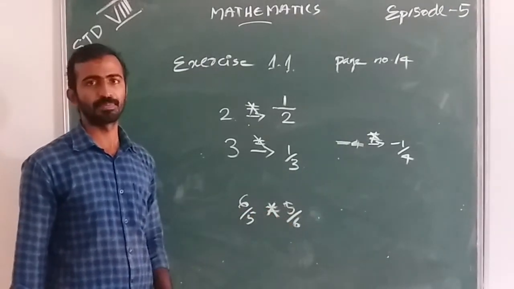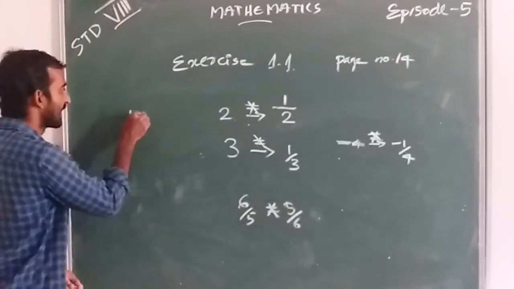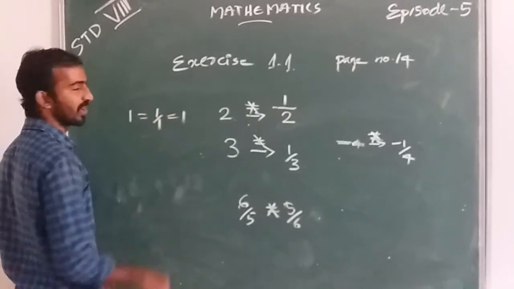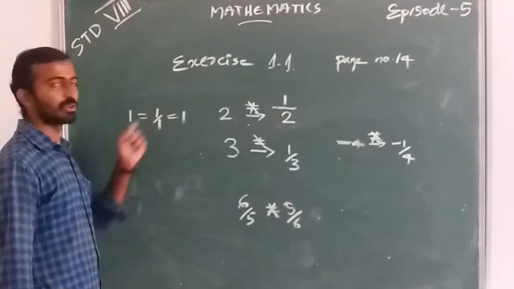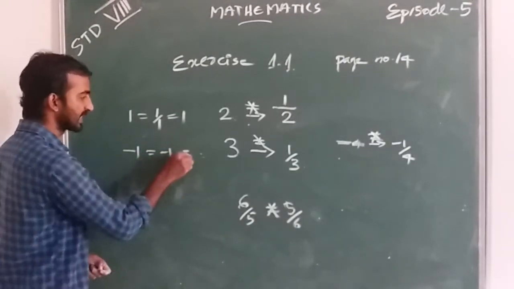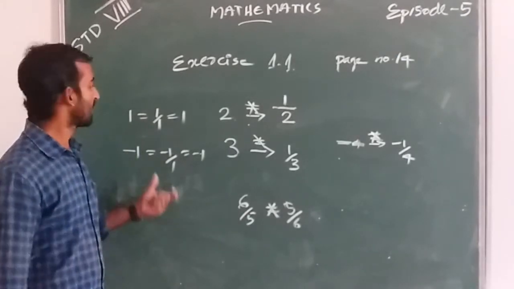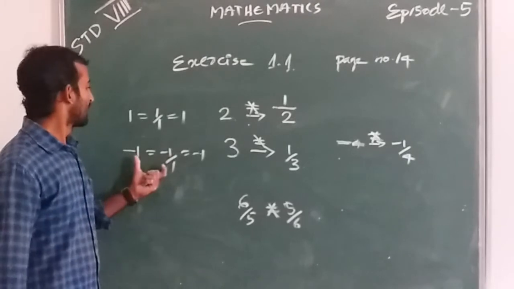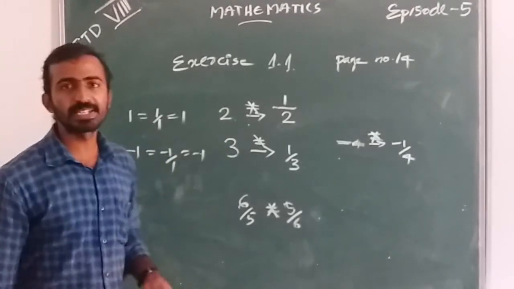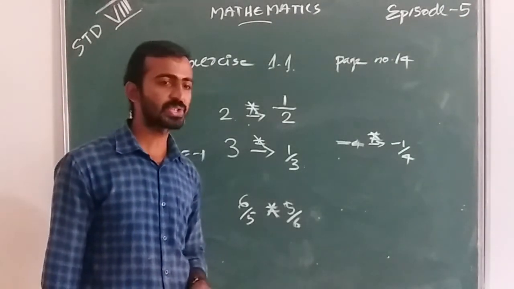This is not equal. But in the case of 1, we can write the reciprocal as 1 by 1, that is equal to 1. When we take minus 1 by 1, that is minus 1. That is, when we take the rational numbers 1 and minus 1, we get the reciprocal equal to itself. The answer is 1 and negative 1. Is it correct? Can you understand?